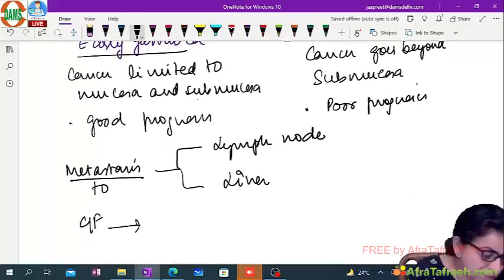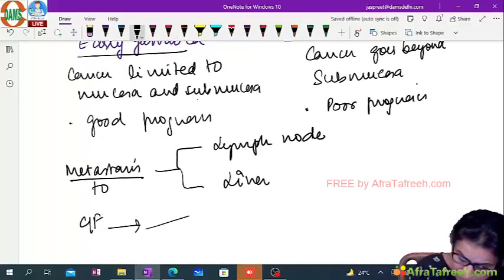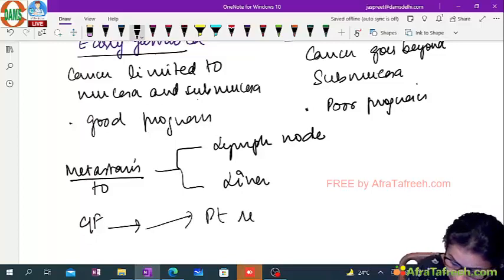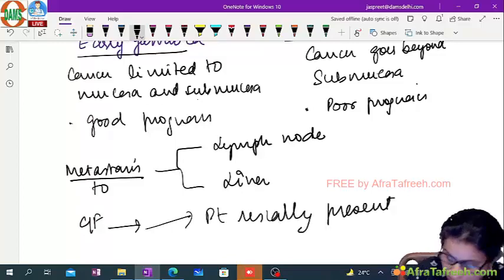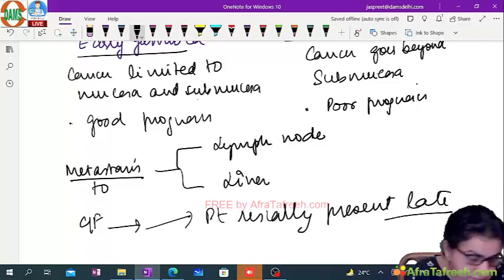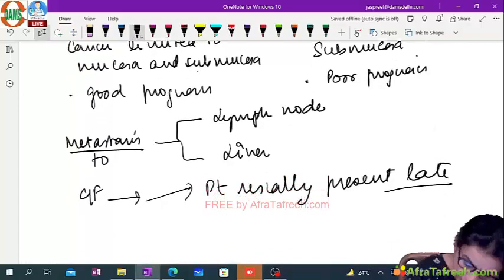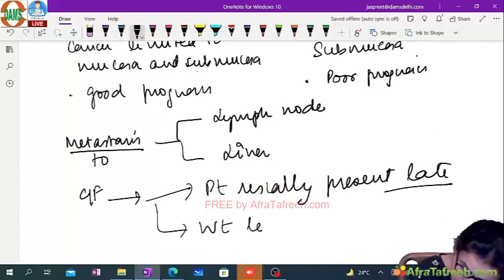Okay, clinical features. Patients usually present late, late in the course of the disease. They usually present late, and they give a history of weight loss. One, two, early satiety.